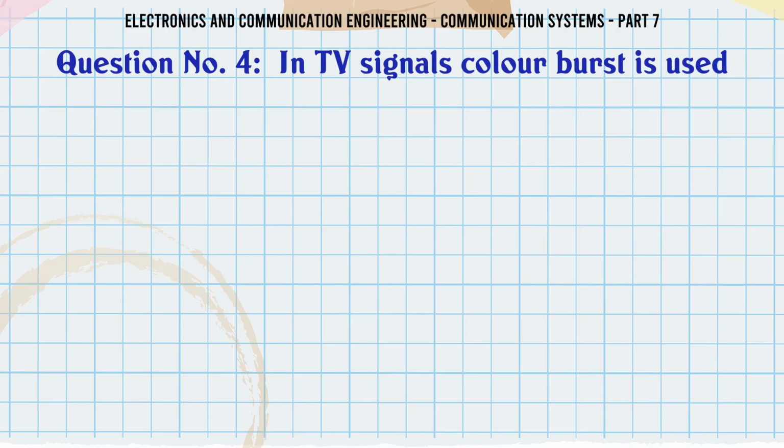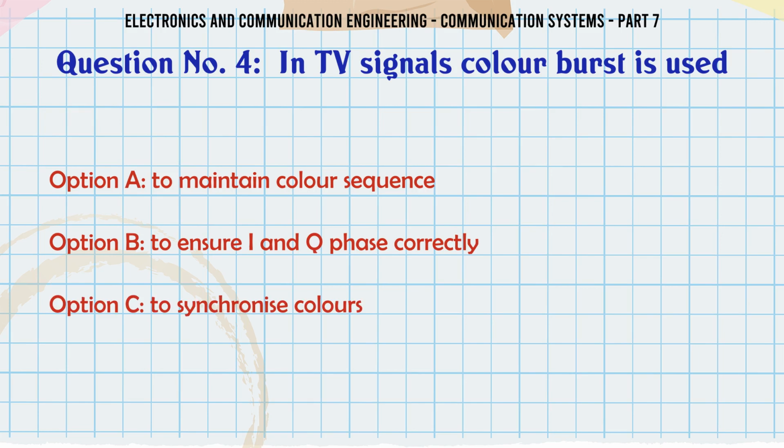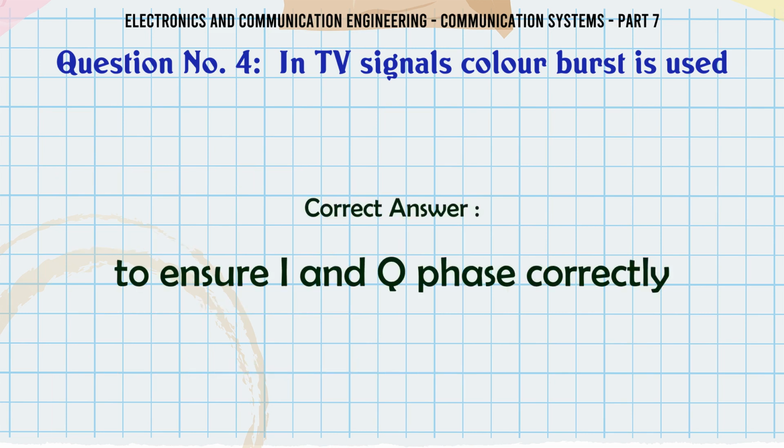In TV signals, color burst is used A, to maintain color sequence, B, to ensure I and Q phase correctly, C, to synchronize colors, D, for interlacing of horizontal lines. The correct answer is to ensure I and Q phase correctly.